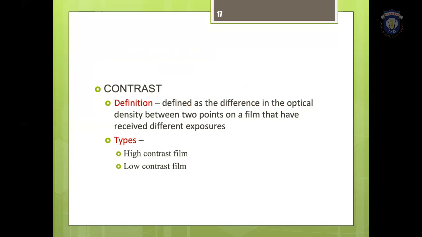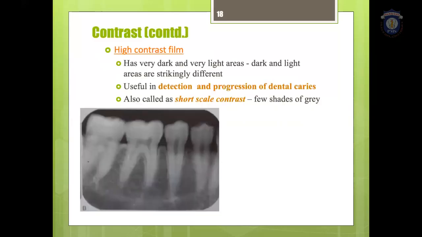Coming to the second characteristic, that is contrast. Contrast is defined as the difference between the optical density of two points on a film that have received different exposure. Accordingly, there are two types, high contrast film and low contrast film. High contrast film has very dark and very light areas. Dark and light areas are strikingly different. It is useful in detection and progression of dental caries. Also, high contrast films are called short scale contrast because there will be few shades of gray.